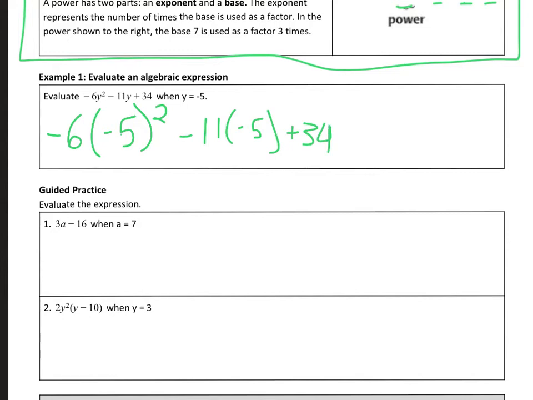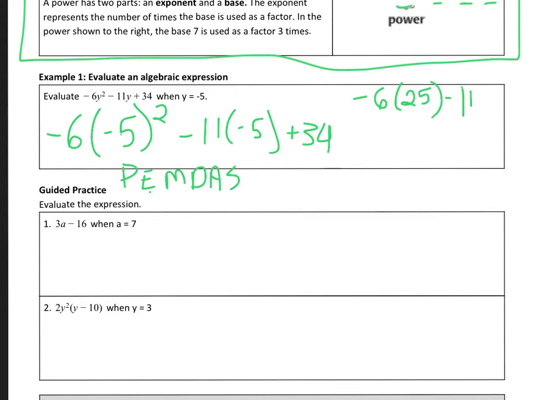plus 34. Okay, so for me to simplify that, I've got to think back to order of operations. And if you remember this acronym, it is pretty helpful in order of operations. So I look at dealing with anything inside of parentheses first. So the only things in parentheses are -5s, which I can't simplify any further. So I'll move to exponents. I'm just going to simplify just the exponent, -5 to the second power, which really means -5 times -5, which is positive 25.